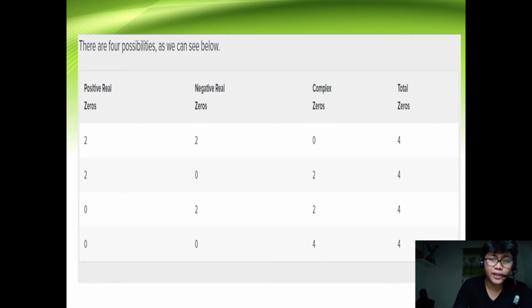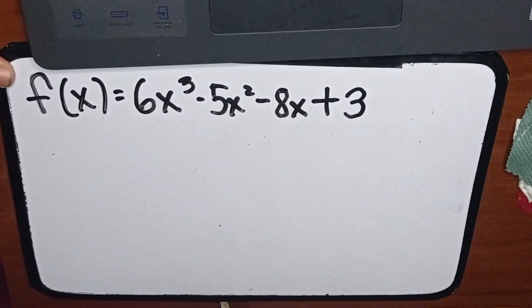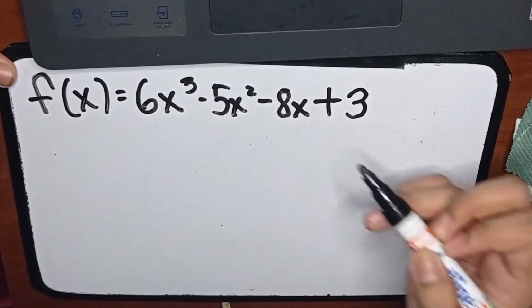We just need to complete the number of total zeros, meaning the degree of the polynomial. So given this polynomial, we're going to find out the number of positive, negative, and of course imaginary roots of a certain equation. f(x) = 6x^3 - 5x^2 - 8x + 3.